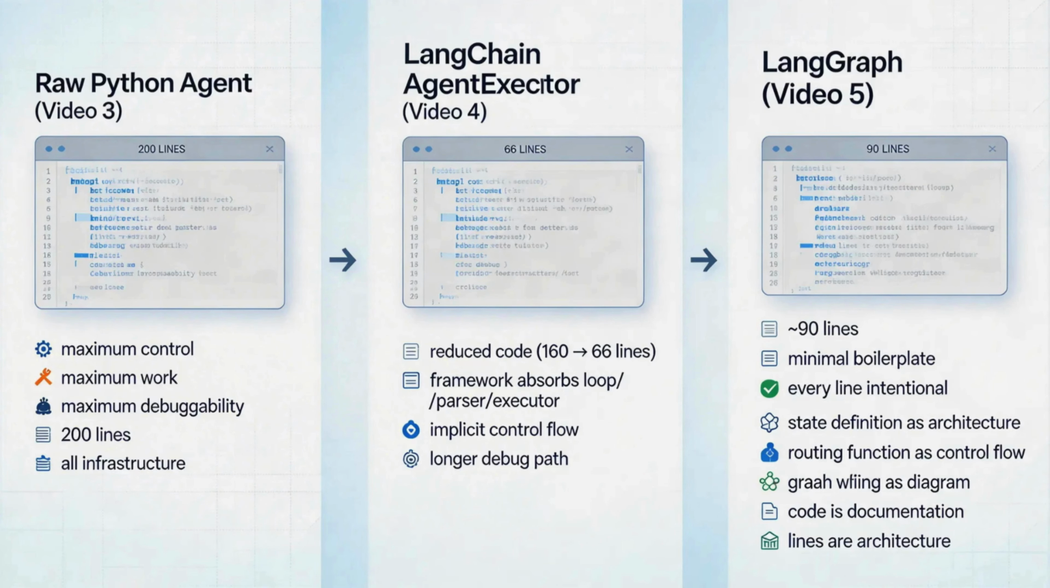Every line is a deliberate architectural decision. The state definition is our schema. The agent node is our LLM call. The routing function is our control flow. The graph wiring is our architectural diagram. The line count is similar to the raw agent for LangGraph as well. But in video 3, where we built the raw agent, those lines were infrastructure that we were obligated to write. In this video, we write those lines, but they are decisions we are choosing to express. That's the real difference between a framework that abstracts away complexity and one that helps you express it clearly.